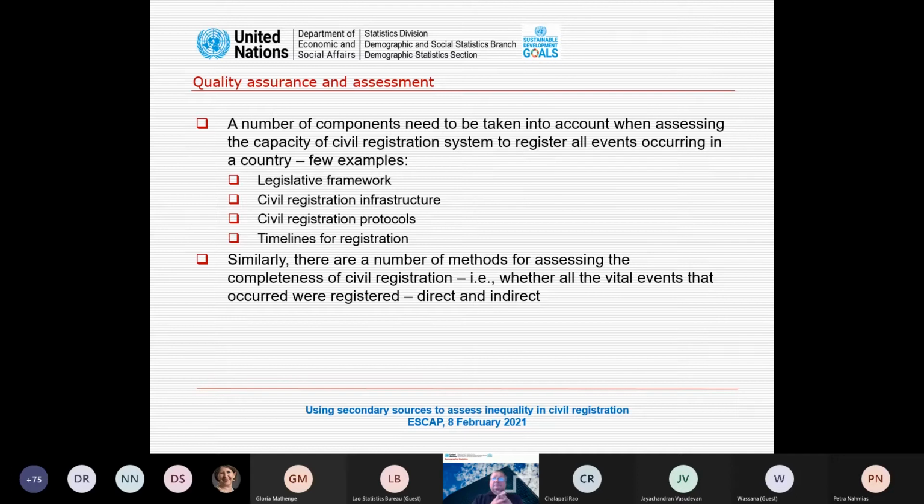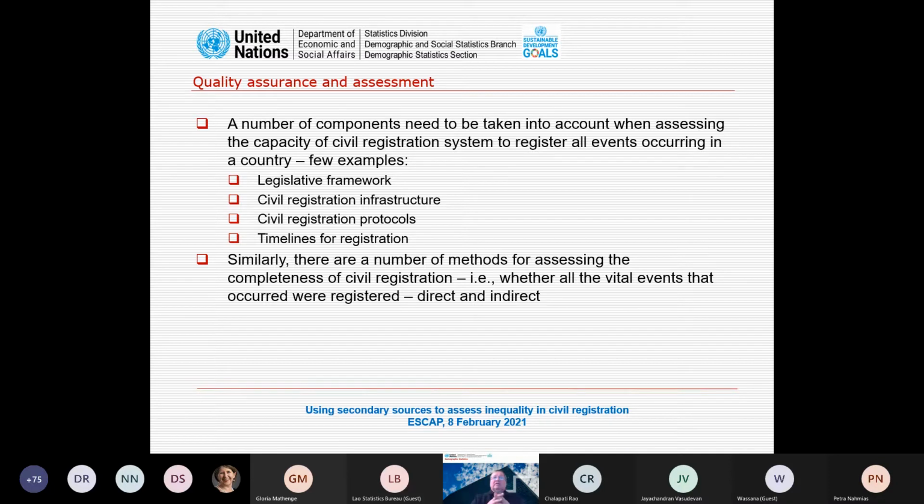I would like to point out that when we talk about the coverage and the completeness of civil registration, it is not only related to the fact that we can monitor and quantify them from the outside using methods that do exist, including the population and housing census, but it is also a component of the functioning of those systems themselves. So to assure the quality of civil registration, we need a proper legislative framework, a very well-developed civil registration infrastructure, and civil registration protocols and timelines for the registrations. On top of that, we developed over time a number of methods for assessing the completeness of civil registration, whether all the vital events that occurred in the country were registered or not.